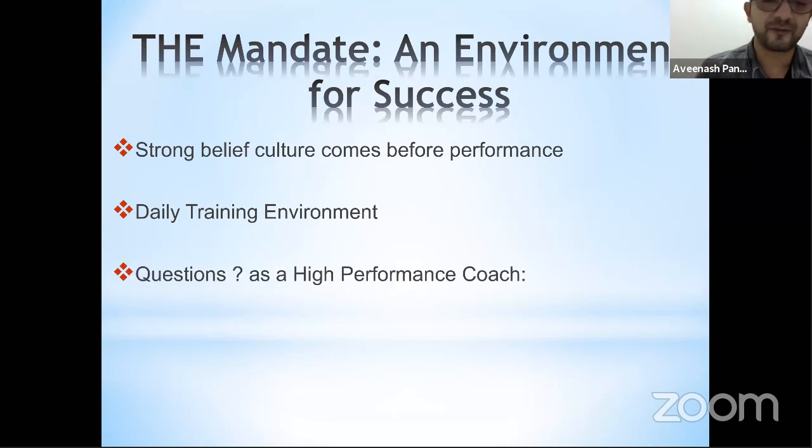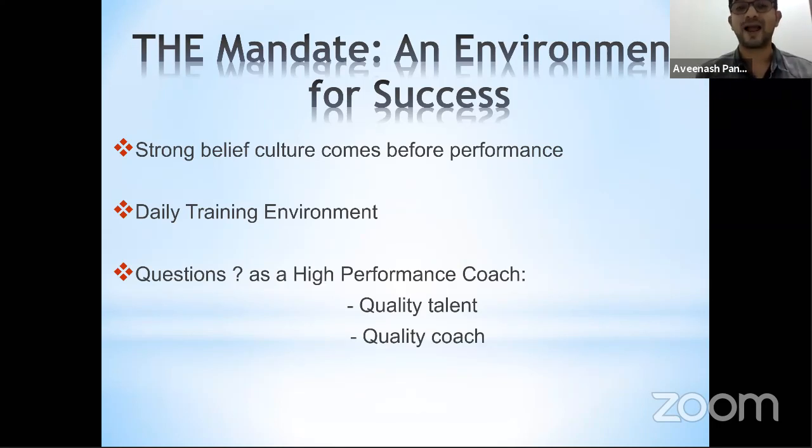Now, questions as a high performance coach. Often it's not simple to just plan everything and have everything go according to plan. Often it got changed. Often there are loopholes, there are areas that we need to change. So what we had to look at is the quality of talent that we had within that team of Indonesia, and the quality of coaches I have with me. Are my coaches at the level that they can deliver what I expect from them?